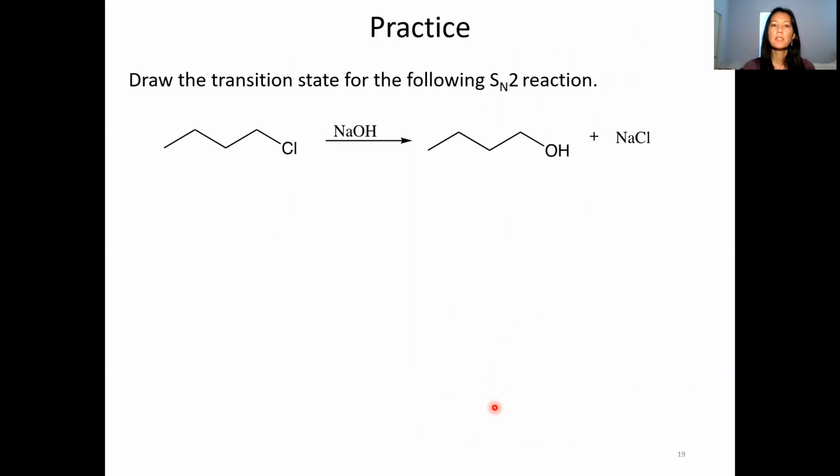Okay, just to practice, I want you guys to draw the transition state for the following SN2 reaction. Just to remind you, that's a trigonal bipyramidal transition state. So pause this and draw that out, and then I'll go over it.